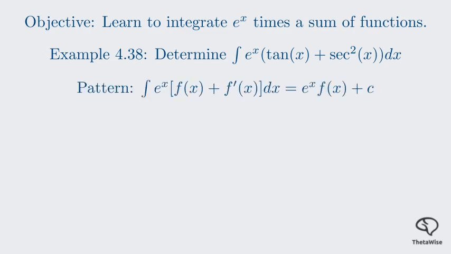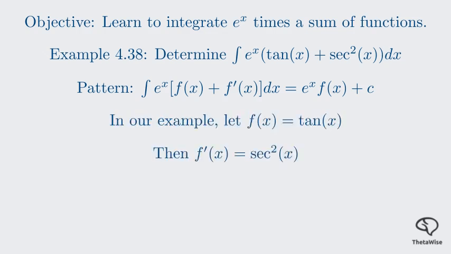This pattern has a simple result. The integral is just e to the x times the original function plus c. Let's see if our example fits this pattern. If we let f of x be tan of x, what is its derivative, f prime of x? It's secant squared of x.